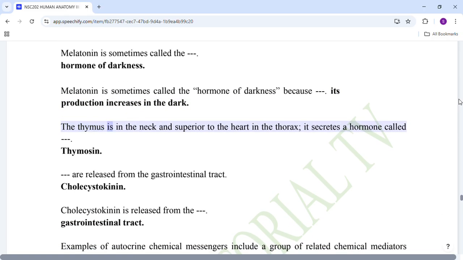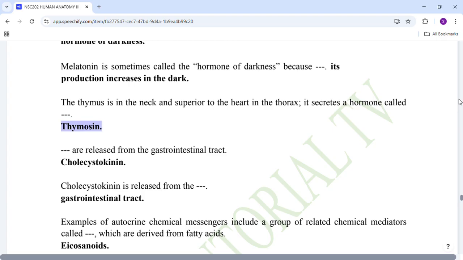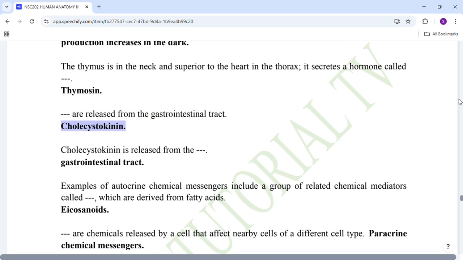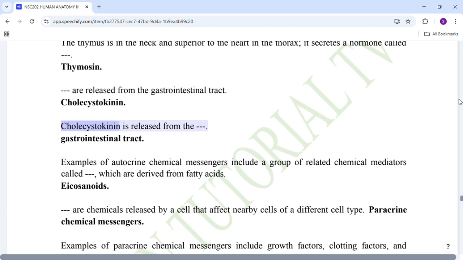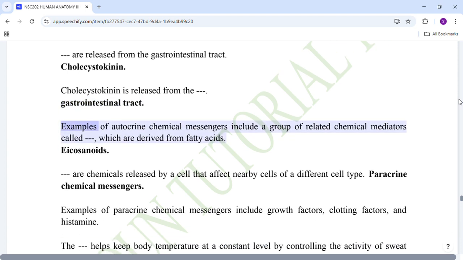The thymus is in the neck and superior to the heart in the thorax. It secretes a hormone called thymosin. Cholecystokinin is released from the gastrointestinal tract. Examples of autocrine chemical messengers include a group of related chemical mediators called eicosanoids, which are derived from fatty acids.